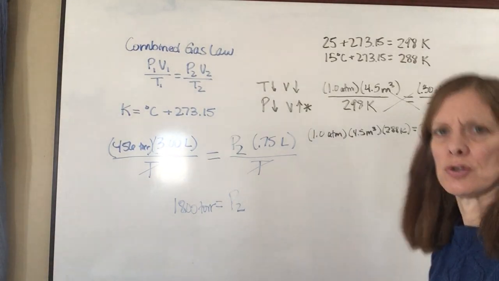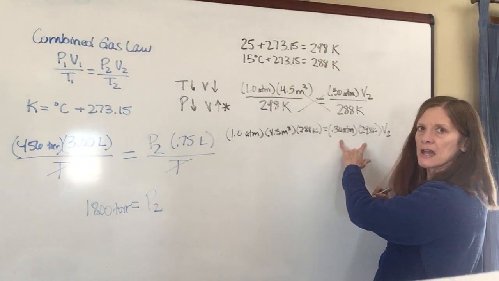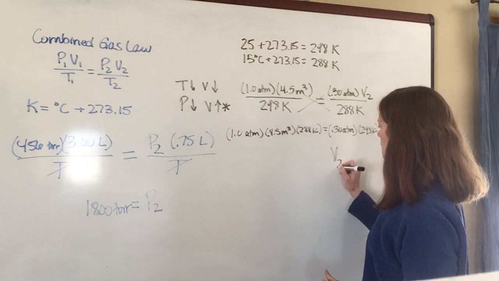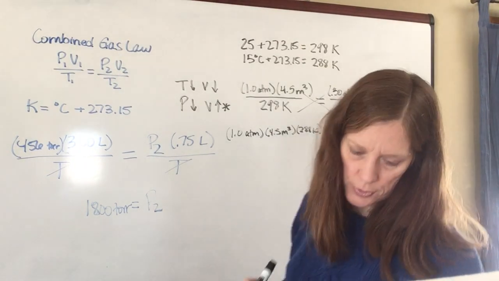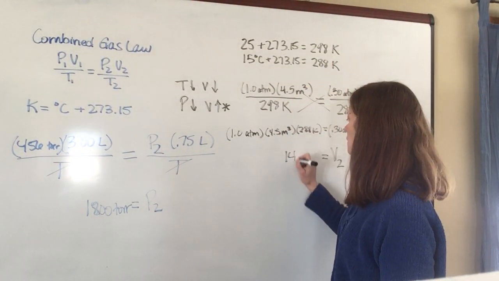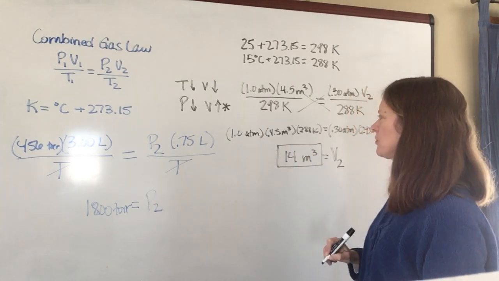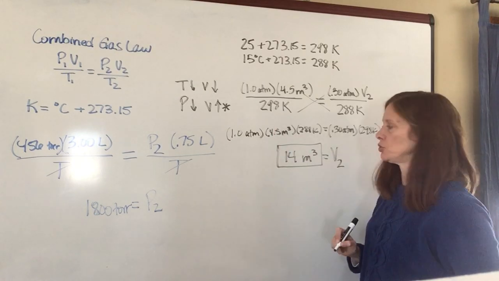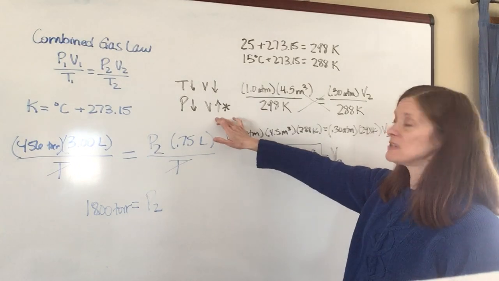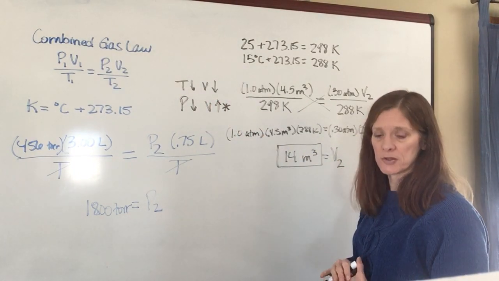Then you're going to be able to divide both sides by the 0.3 atmospheres and the 298 Kelvin, and then you should end up with a new volume of 14 cubic meters. And that is to the correct number of significant figures because these only had 2. So you can see that our prediction was correct. The volume did go up because the pressure change was much more substantial than the temperature change was here.